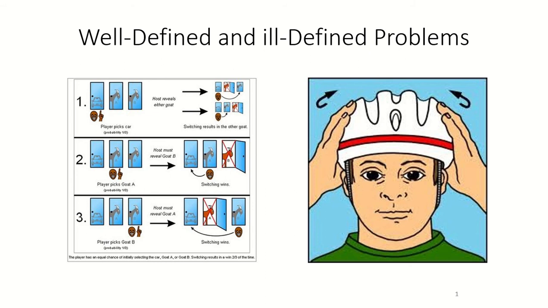In the videos you just watched, you got a strong example of a well-defined problem in the Monty Hall problem and an ill-defined problem with the bicycle helmet problem. So the Monty Hall problem, again, and I know that this is difficult to understand because it flies against most people's intuition, is completely predefined.